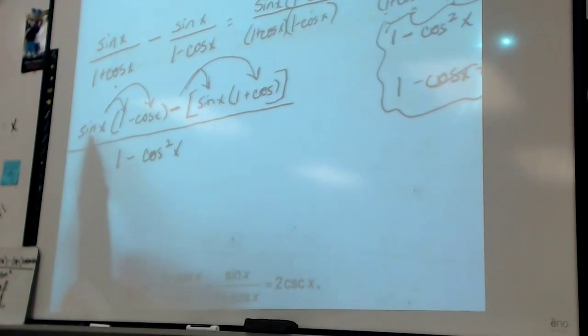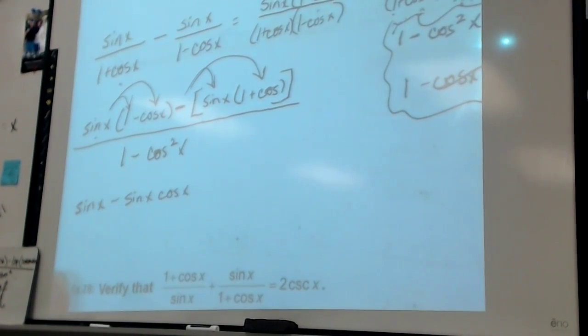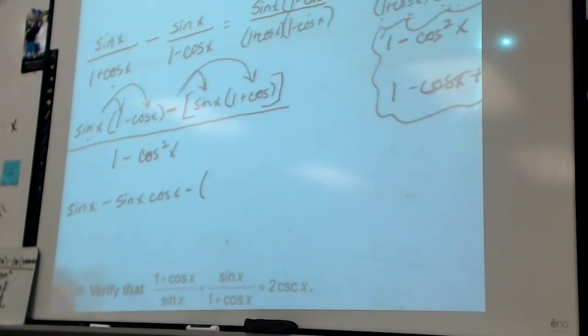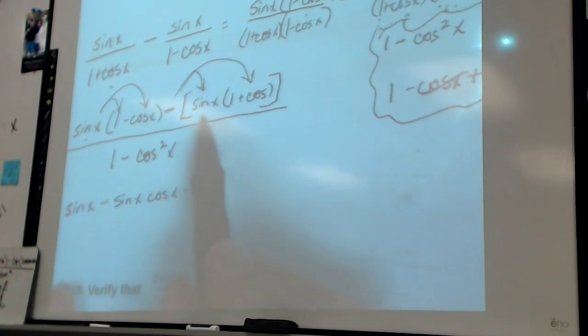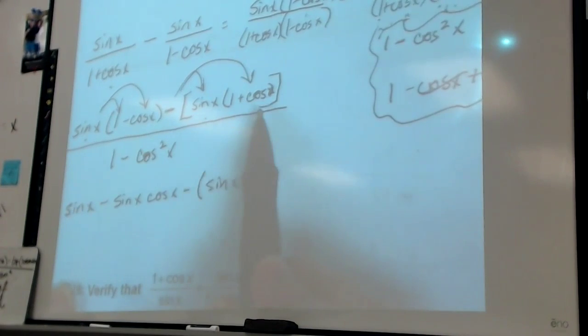Okay, so sine x times 1 is sine x. Sine x times negative cosine x is negative sine x cosine x. Okay, minus, I'm going to put this in parentheses because you have to distribute the negative. Sine x times 1 is sine x. Sine x times, oops, I left the x out right there too, Cole. You didn't catch that one. Sine x times cosine x is positive sine x cosine x.